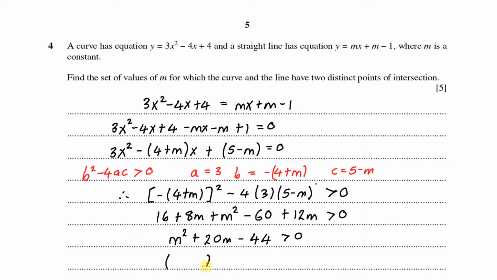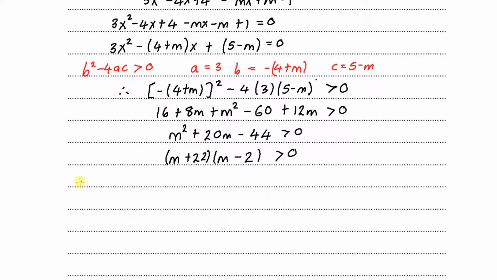Now this can be factorized, and if we do so, we have m here and m here, and factors of minus 44, whose sum is 20, are going to come out as plus 22 and minus 2. So we now have it factorized. Now here we have the critical values which occur when m plus 22 is equal to 0. So m is equal to minus 22. And when m minus 2 is equal to 0, that's m is equal to 2.